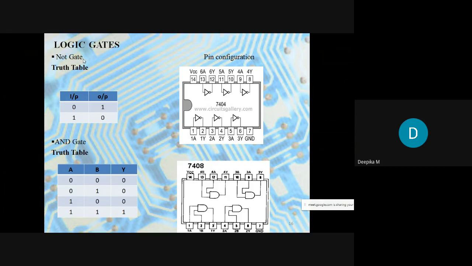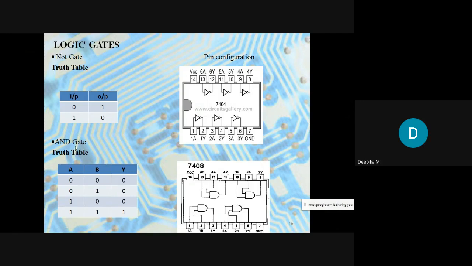Usually we do not construct the NOT gate as only one gate. We construct it in the form of an IC, that is, an integrated circuit chip. You can see here there are 6 NOT gates. This is a 14 pin IC, and the name of this IC is 7404, and it has 6 NOT gates. You can see here, 1 is the input, 2 is the output, 3 is the input, 4 is the output. Like this, the inputs and outputs are there, and 7 is used for the ground connection, and 14 is used for the VCC connection. So this is the NOT gate.